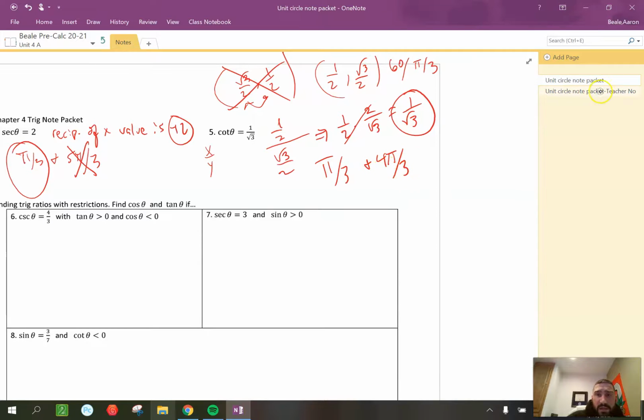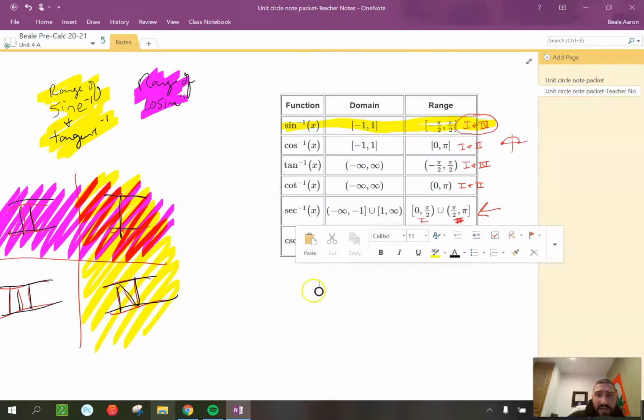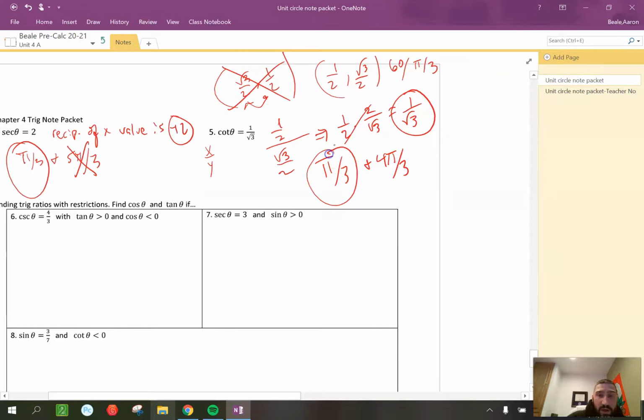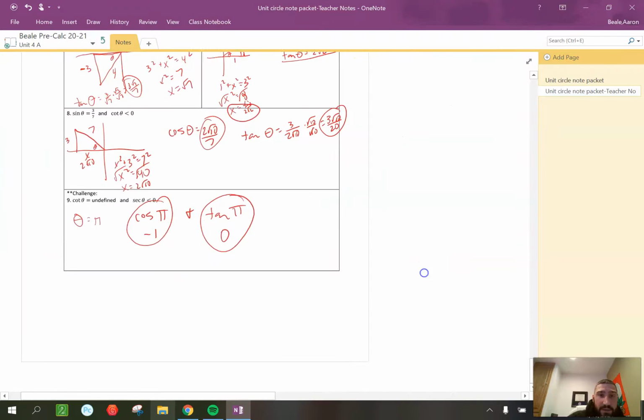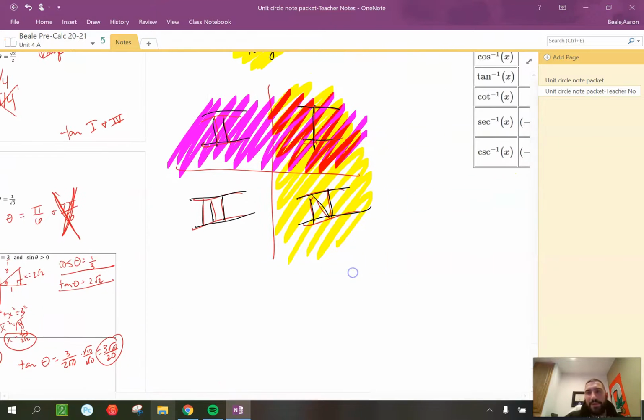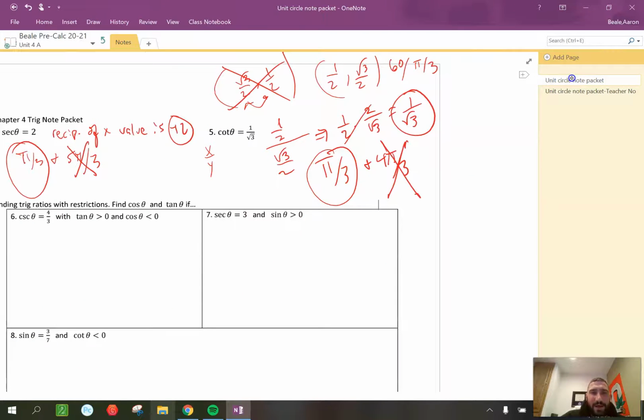So it would also happen at 4 pi over 3. And which ones do we want? Well, if we look at tangent, we want quadrants 1 and 4. This is in quadrant 1. This is not in 1 or 4, so we want pi over 3. Double check myself here. Screwed it up again. Okay, let me fix it.